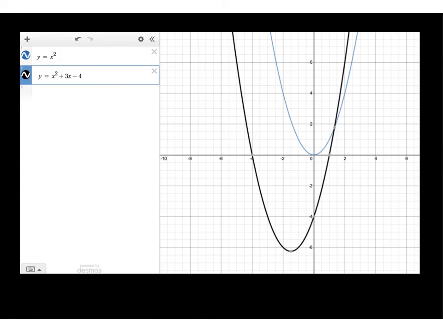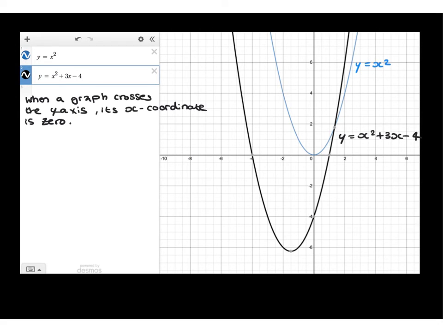So now, let's see if everything we've looked at applies to another example. So here is y equals x squared, and in black, can you see my quadratic graph here? y equals x squared plus 3x minus 4. So remember what we said. When a graph crosses the x-axis, its y-coordinate is 0, and when a graph crosses the y-axis, its x-coordinate is 0.